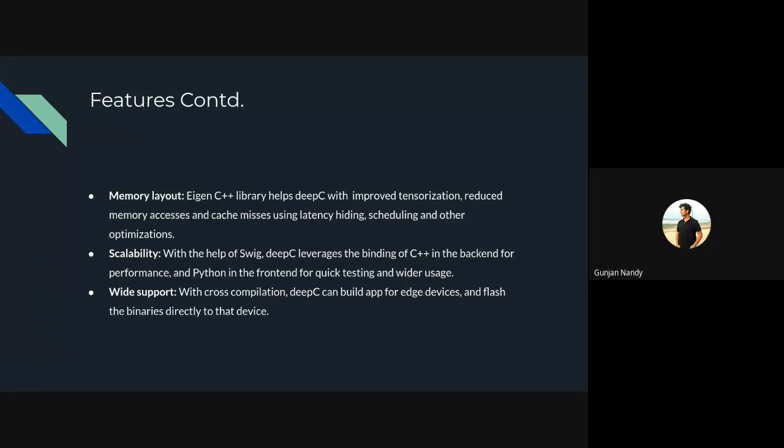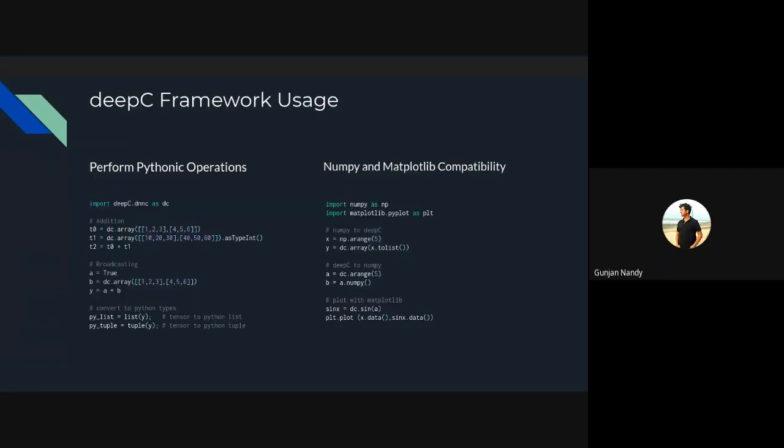Moving on, let's see how our deepC framework works. First, we will be seeing the Python operations. This is the import statement that imports deepc.dnnc as dc. So let's declare an array of 1, 2, 3, 4, 5, 6. This is a two-dimensional array, and this will be by default of type float. And let's say we are declaring another tensor that will be 10, 20, 30, 40, 50, 60 as type int.